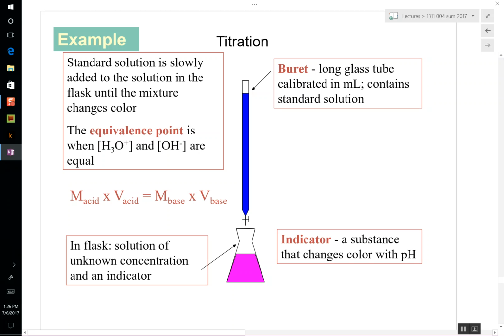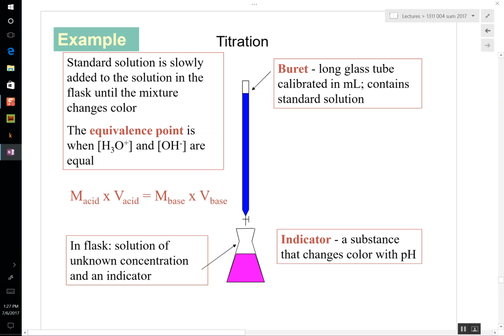That's the end point. That's the neutralization point. The moles of acid equals the moles of base. The end point, or we also call the equivalence point. This is why right here, equivalence point. That's where the moles of acid is equivalent to the moles of base.